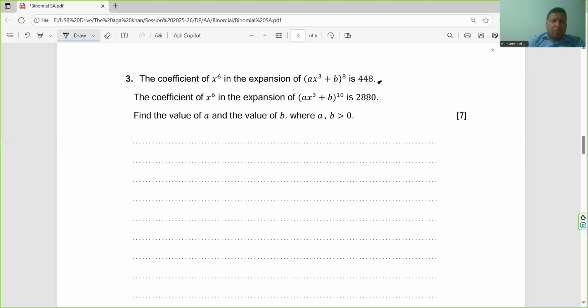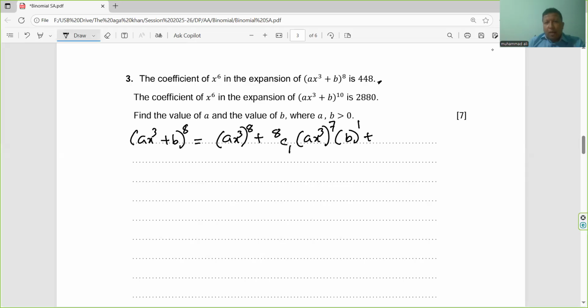We can do this math in different ways. Here I just show you one method. (ax^3 + b)^8. If I expand this, it will be (ax^3)^8 plus 8C1 (ax^3)^(8-1), that means (ax^3)^7, b to the power 1, plus 8C2 (ax^3)^(8-2), that is 6, b squared.